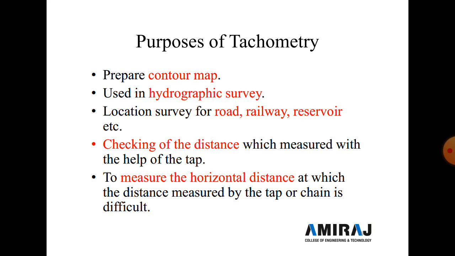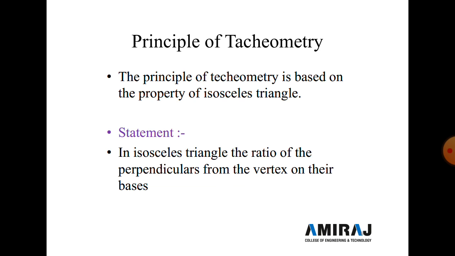Then second is the use in hydrographic survey. Then location survey for road, railway, reservoir, etc., and checking of the distance which was measured with the help of a tape. If we cross verify any point's measurement, we can easily apply the tacheometry survey to measure the horizontal distance. And next is to measure the horizontal distance where measurement by tape or chain is difficult or impossible. At that time we measure the horizontal distance by using tacheometry.